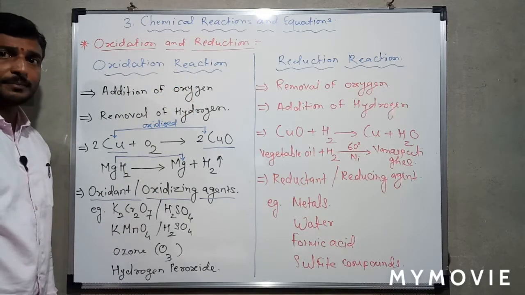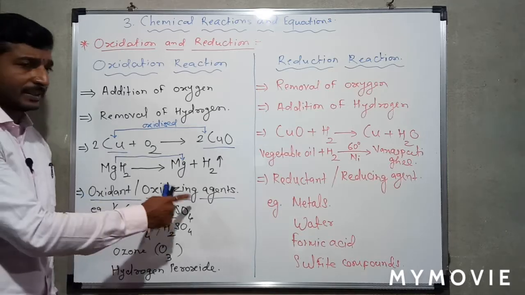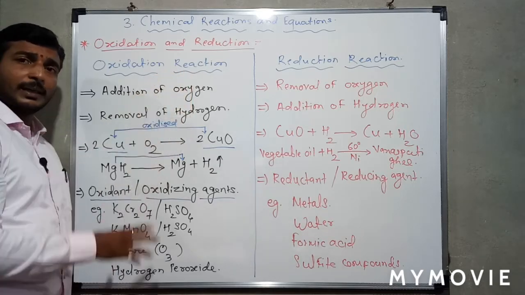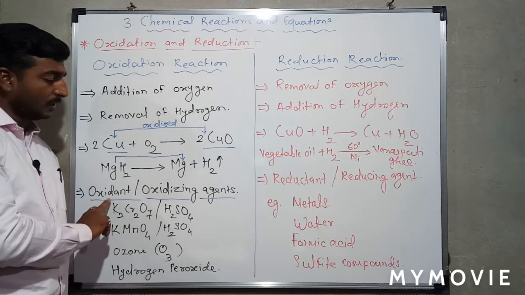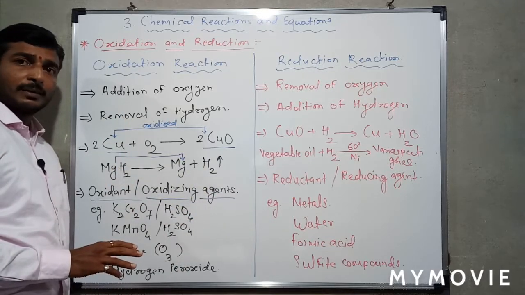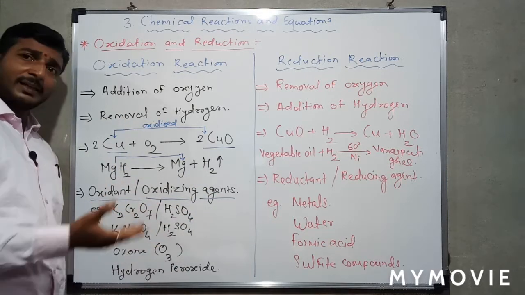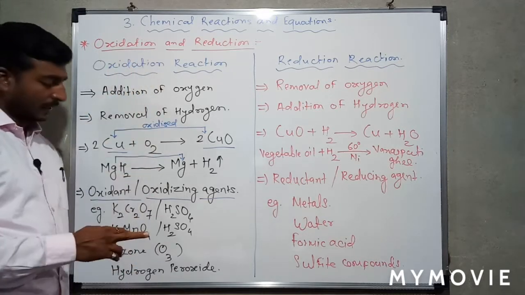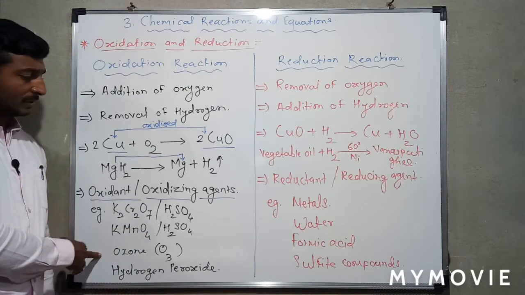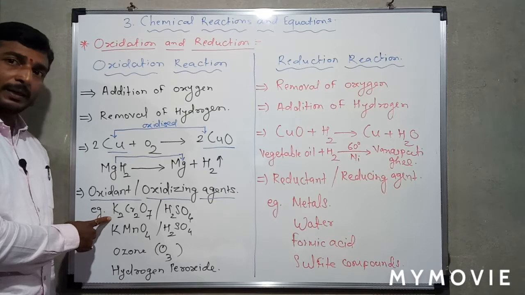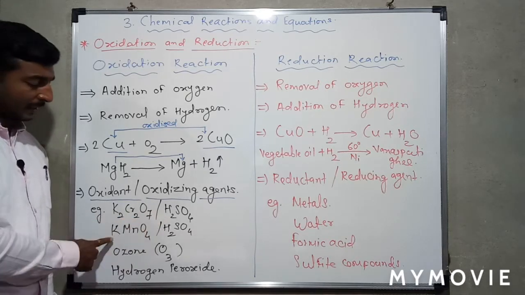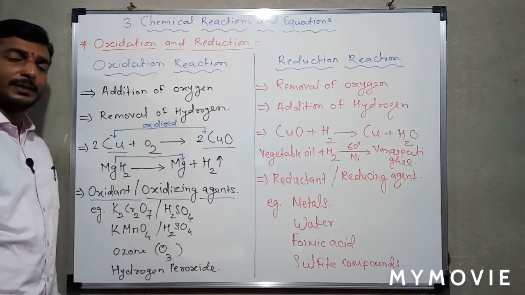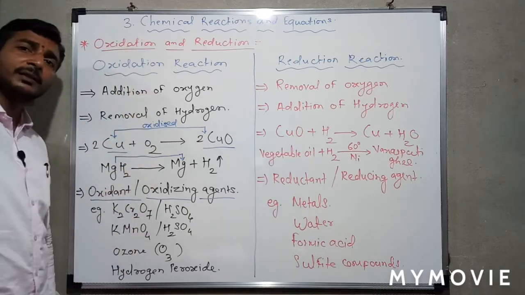The oxidants or oxidizing agents mean the substances which help in the oxidation reaction. That type of agent or substance is called an oxidant or oxidizing agent. These chemical oxidants make oxygen available for the oxidation reaction. Some examples of oxidants or oxidizing agents are acidic potassium dichromate, acidic potassium permanganate, ozone gas and hydrogen peroxide. So this is all about the oxidation reaction.